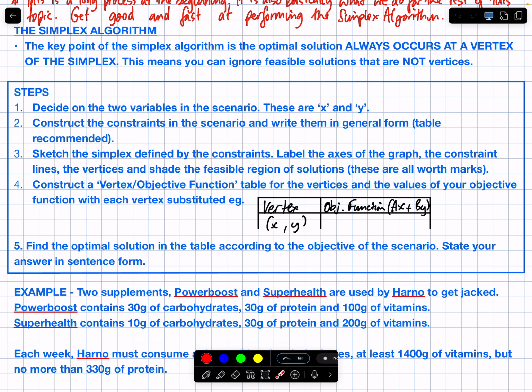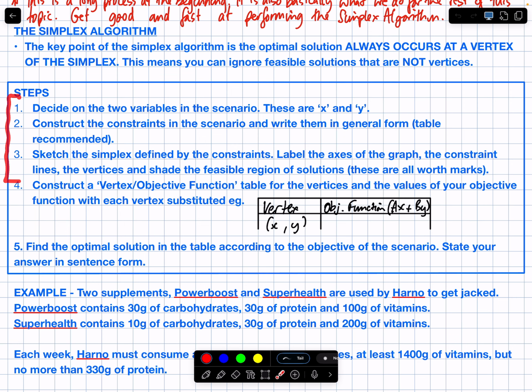So say again, steps 1, 2, and 3. If you've been doing the timeline exercises, you have been doing that already. What is new? Step 4, you need to make a little table off to the side. We call it the vertex objective function table. It contains the vertex, the corners of your simplex, and then space on the other side for the objective function. Get step 4 down, please.